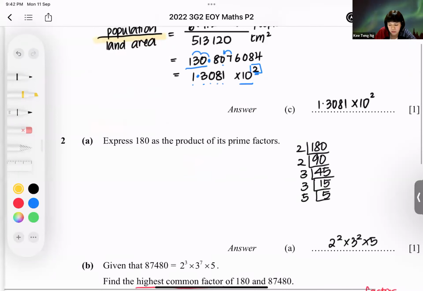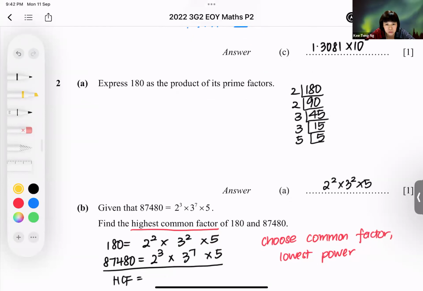prime factors and its multiples, right? First, express 180 as a product of prime factors. This one is in Sec 1 work. If those of you cannot remember some of the Sec 1 stuff, you can look at my video for topical revision 1 for Sec 1 on prime factors as well. Okay, other than that, we can do the prime factors.